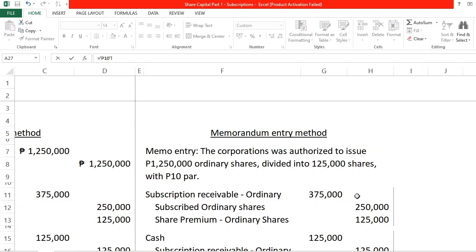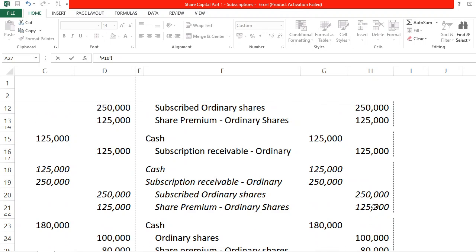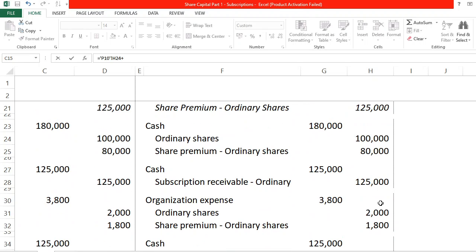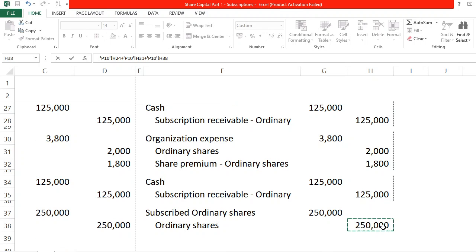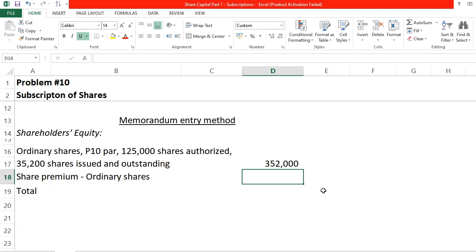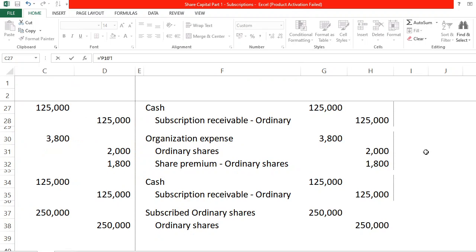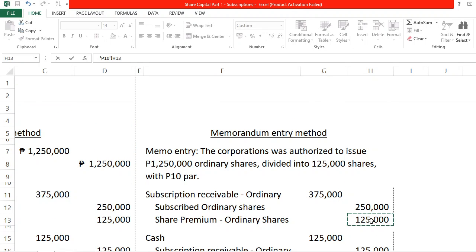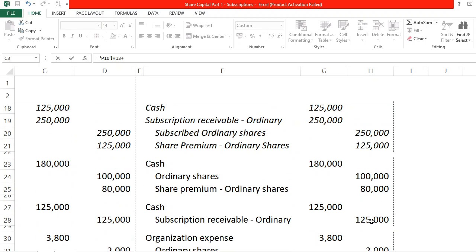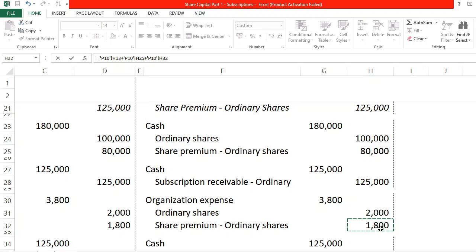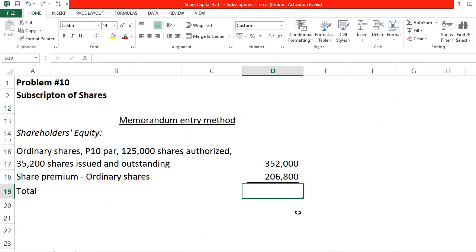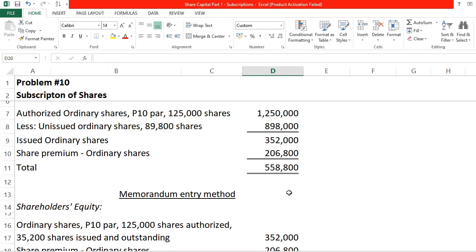So, you have it here. Plus 2,000 plus 250. A total of 352,000. And your share premium, again, let's go to our entries. Let's look for the share premium. You have it here. Plus, this. Plus, this one. Is there more? None. So, our share premium is 206,800. Again, our total shareholders' equity is 558,800.